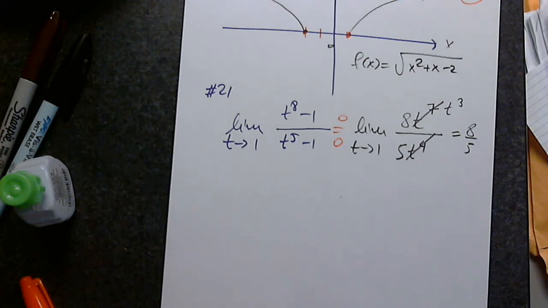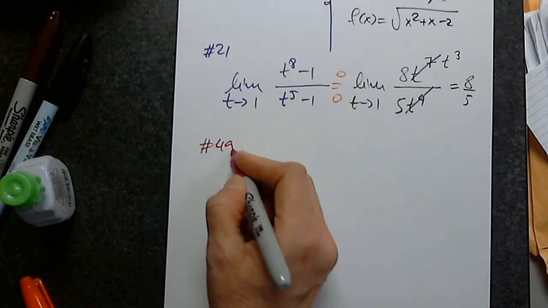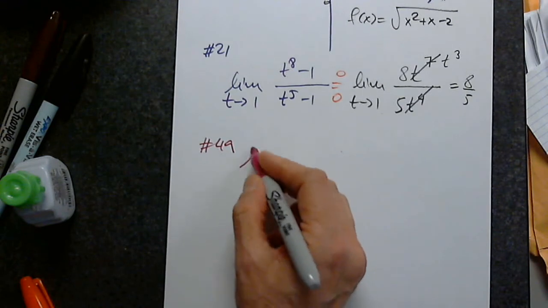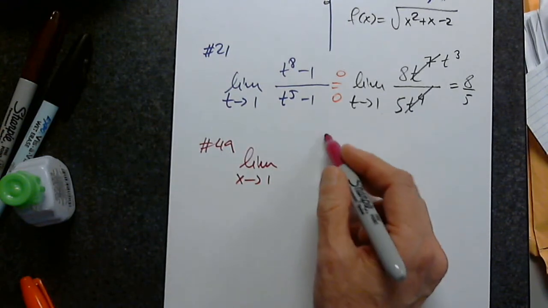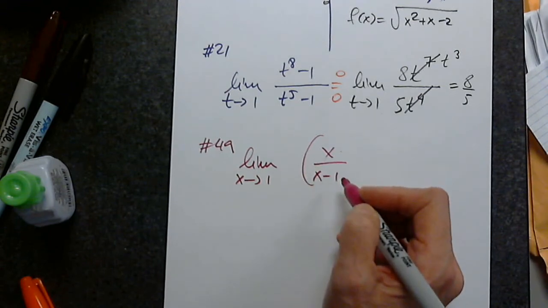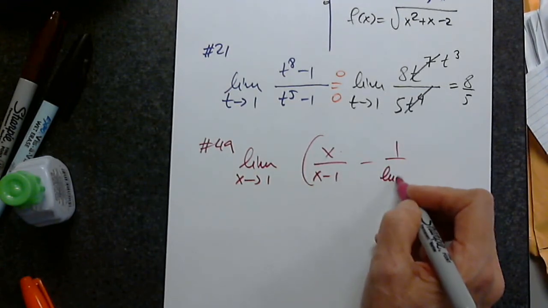Okay, let's look at one more and then we can stop. Yes, let's say 49. Last one, I promise. So limit as x approaches 1 of x over x minus 1 minus 1 over natural log x.